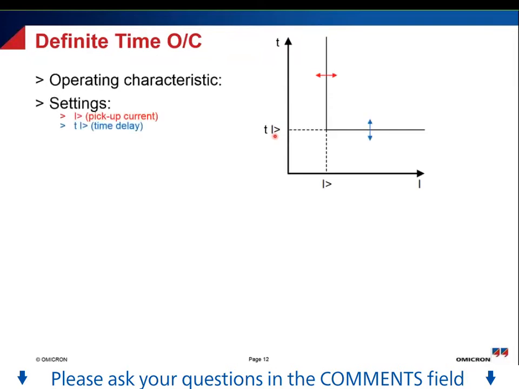So I have two different settings. The first one is I greater, the pickup current, and the second one is the time delay, T of I greater. If I change, for example, the pickup current, then this shifts the characteristic to left or to right. So if I decrease the pickup current, then the characteristic is shifted to the left side, and if I increase the pickup current, the characteristic is shifted to the right side. The same happens with the time delay. If I increase the time delay, then the characteristic is shifted upwards, and if I decrease the time delay, then the characteristic is shifted downwards.